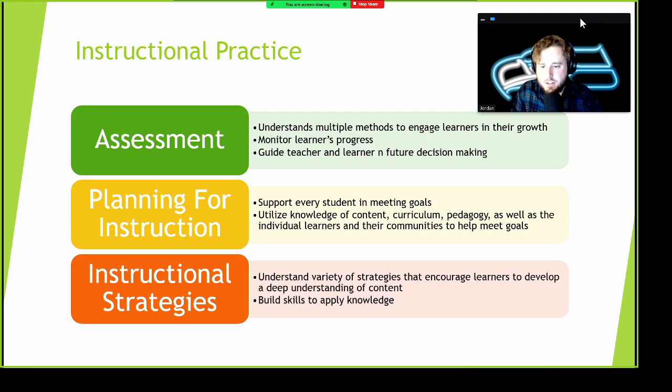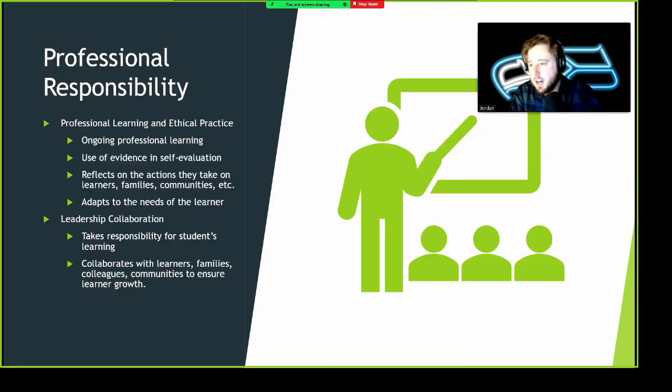Instructional strategies: understand a variety of strategies that encourage learners to develop a deep understanding of the content, to build the skills to apply the knowledge. This is exactly what we're talking about. I kind of jumped ahead, but that's instructional strategy. Okay, this one actually is really important to me, and I think this is where you're going to start to see the common themes between the two sets of standards that we're going to be talking about, and also what teachers can do to improve the profession.